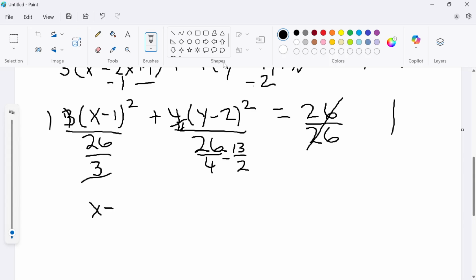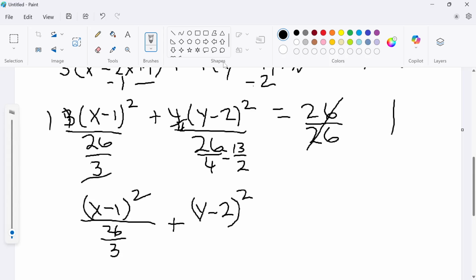So this is x minus 1 squared. You want to get rid of that number in front of it. So I divide top and bottom by 3: x minus 1 squared over 26 thirds plus y minus 2 squared over 13 halves equals 1. And that would be the ellipse.